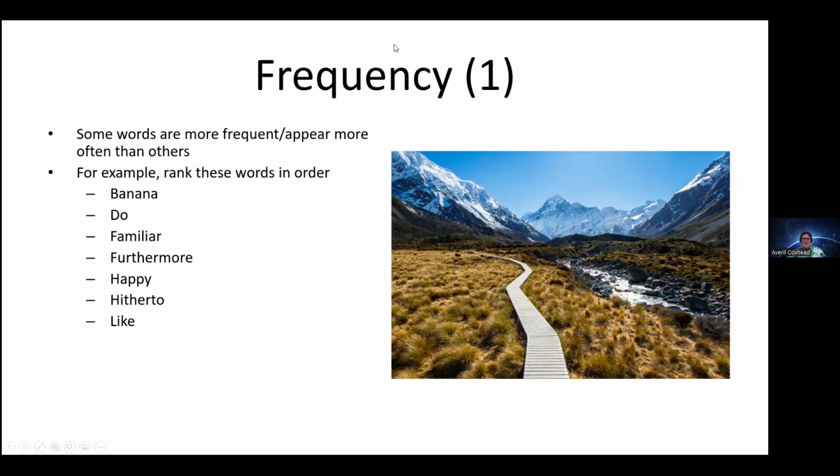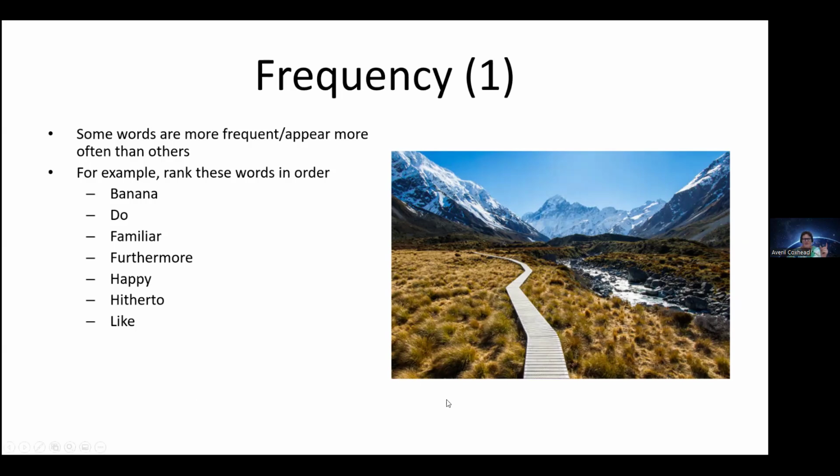Sophie? I'm going to have a look in the chat. Yeah, do and like. Exactly. Least frequent, what do you think? Man, you guys are fast on typing. Yeah, hitherto. I only use hitherto when I'm making a joke. I don't know about you.